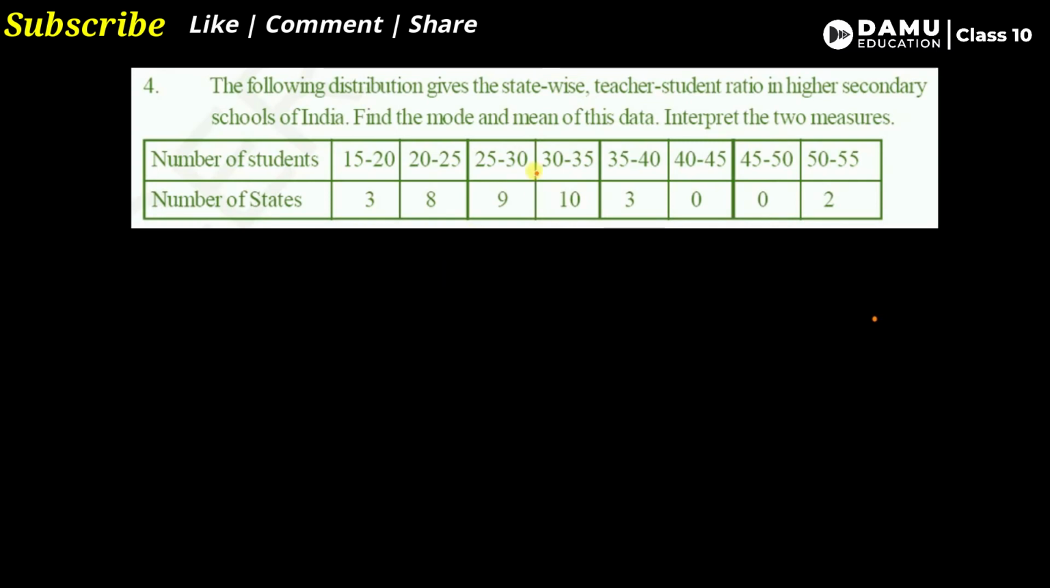Now we are going to calculate the mean. So what is the mean here? They are given the number of students and the number of states. For each state, for one teacher, how many students on average will we get? So for the mean formula, we are going to take the step deviation method. The mean is equal to the assumed mean plus summation of Fi ui by summation of Fi, into h.